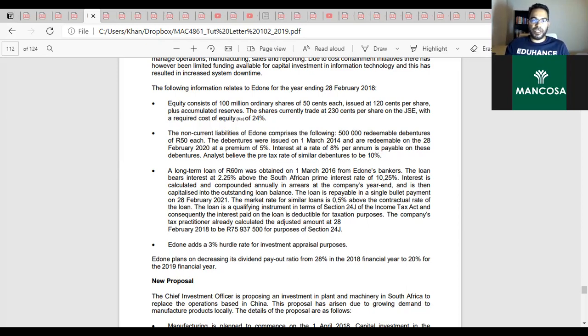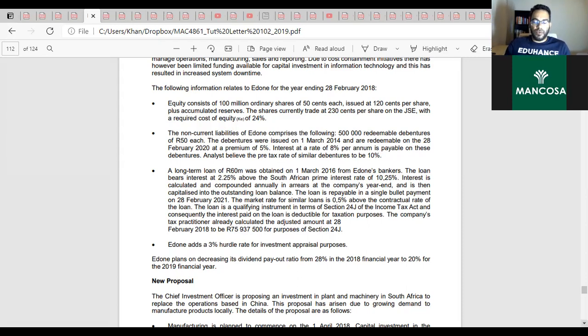So what did they call it? They called it something. The company already calculated the adjusted amount. So the 75 million rand, that adjusted amount, in CTA 1, you don't have to be able to calculate it, it will be given. You must just know how to use it. In CTA 2, you must be able to calculate it and obviously also be able to use it. Okay, so that is that over there.